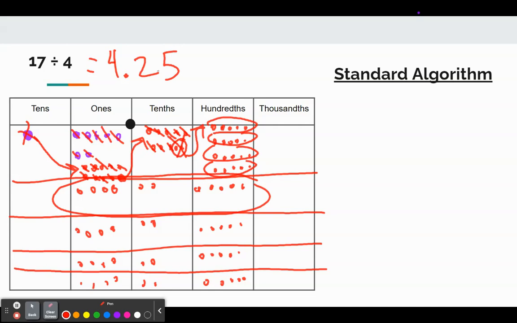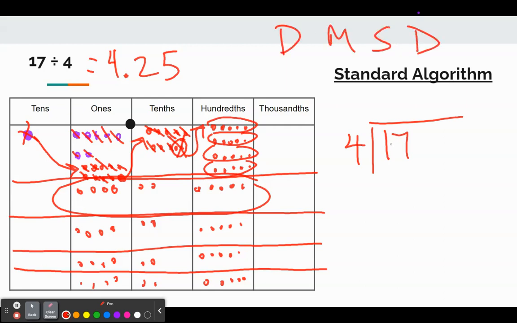If I were to solve this with the standard algorithm, I would do 17 divided by 4. I'm going to divide, then multiply, then subtract, then divide. I look at my tens place. I can't divide 1 into 4 groups, so that leaves me with 0. 4 times 0 is 0 because I didn't use any of my tens. I subtract that away and have 1 ten left over.